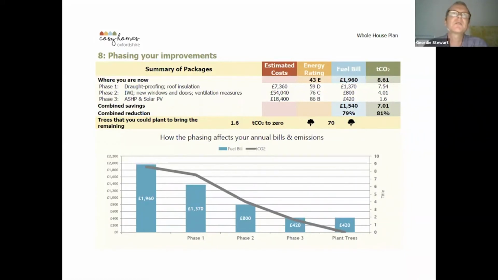Retrofitting is a law of diminishing returns. The first measures normally have the most impact, and then you need to spend increasingly more money to get your carbon completely down to zero.